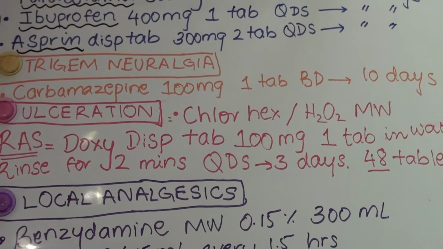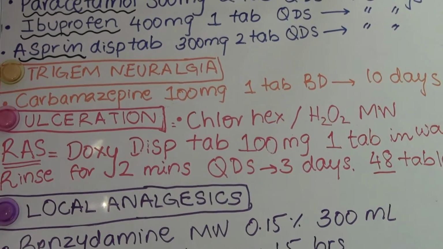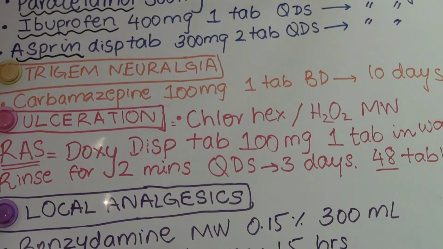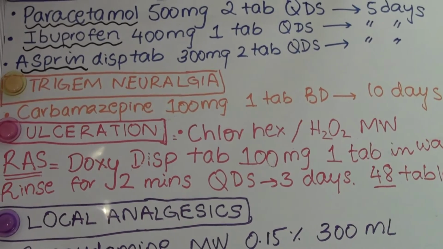Trigeminal neuralgia, I'm not sure if this has come in the exam, but I've heard from people that it may have come in the DTP, the trigeminal neuralgia. So for that, we give carbamazepine 100 milligrams, 1 tablet twice a day for 10 days.